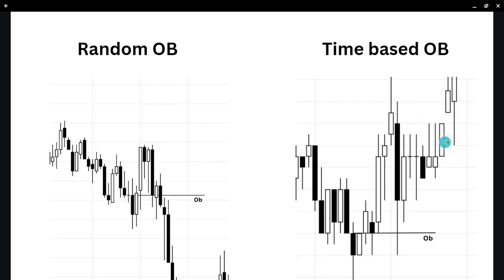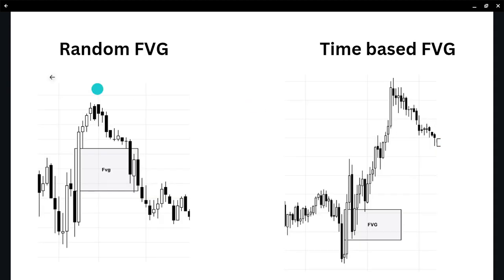Another example, FVG is an ICT concept. Time based FVG is also introduced to us, but to learn this one it takes time, and over here in this video, you're looking at it. Some random FVG, it does not hold. FVG formed at some specific time holds. Order block at the specific time holds, right?